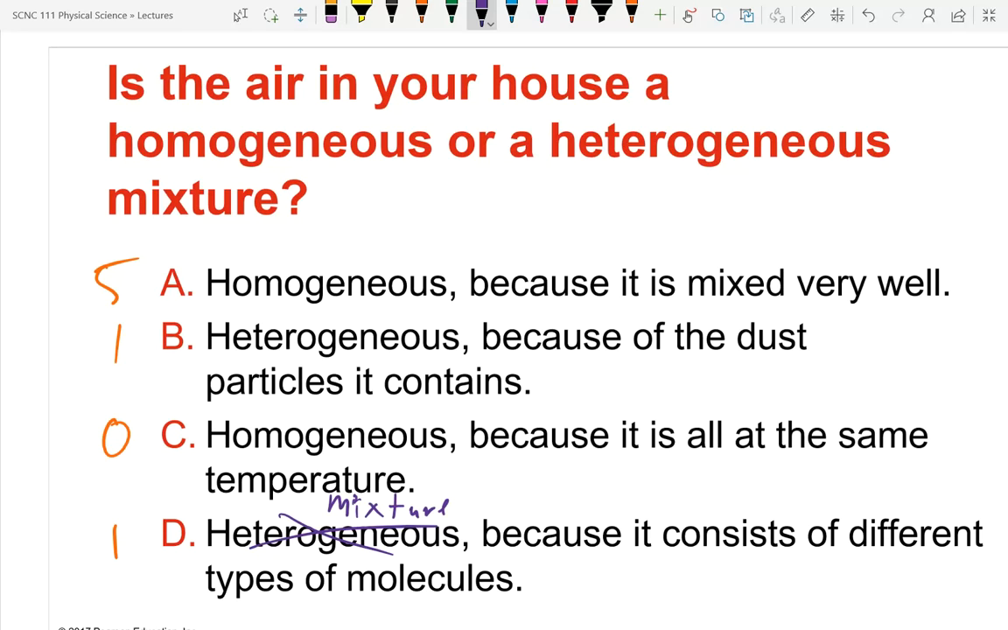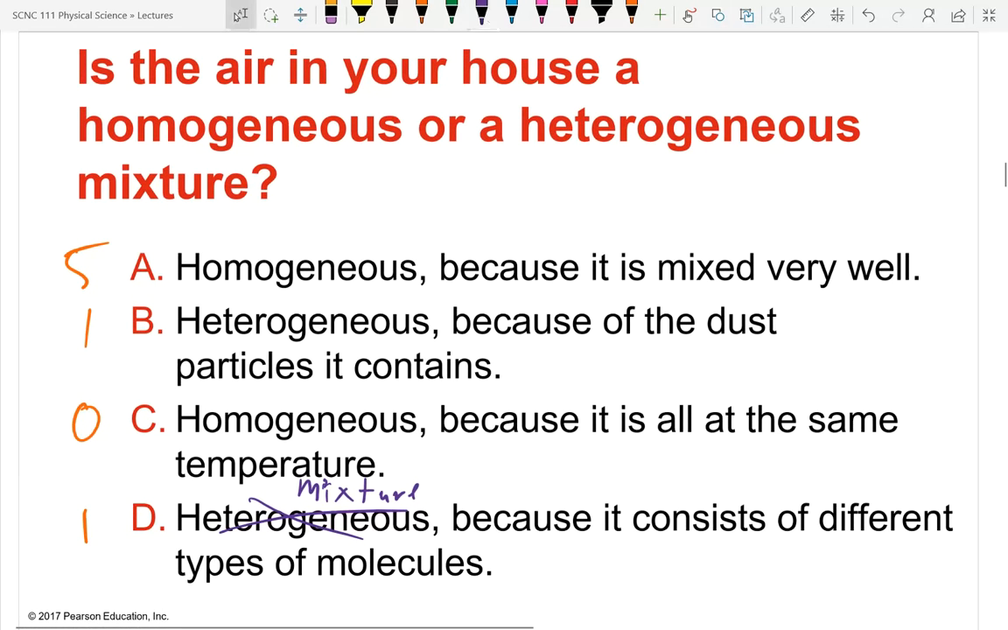So, this is a question that I wouldn't ask this way on a test because you can defend either answer, A or B. I ask it here in class because I want you to think about what the difference is and to be able to analyze these.